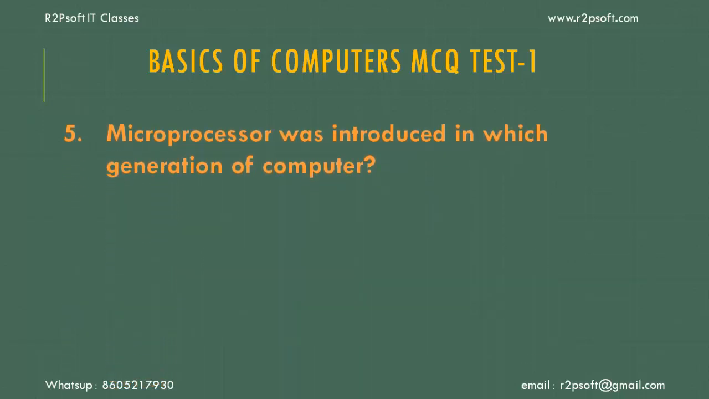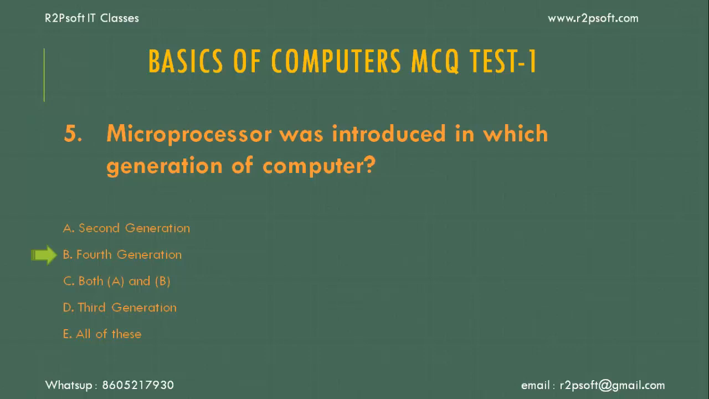5. Microprocessor was introduced in which generation of computer? A. Second generation, B. Fourth generation, C. Both A and B, D. Third generation, E. All of these. Answer is B. Fourth generation.